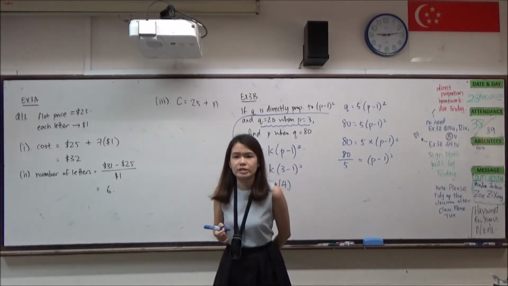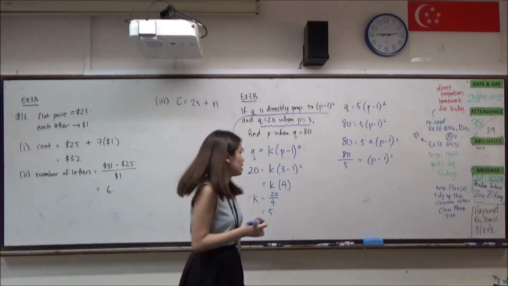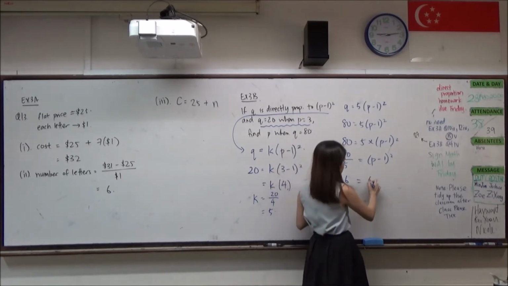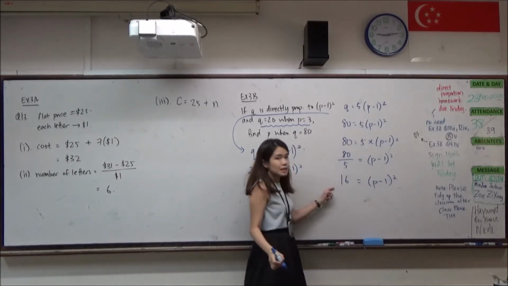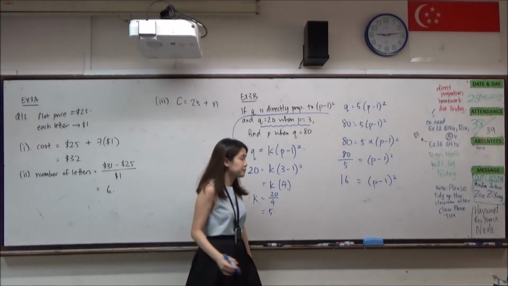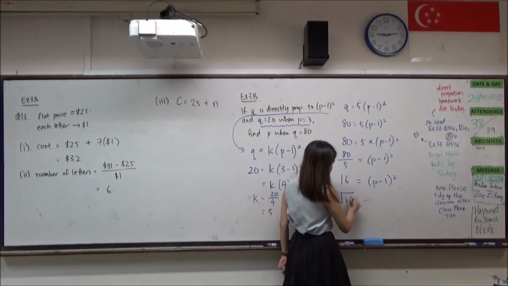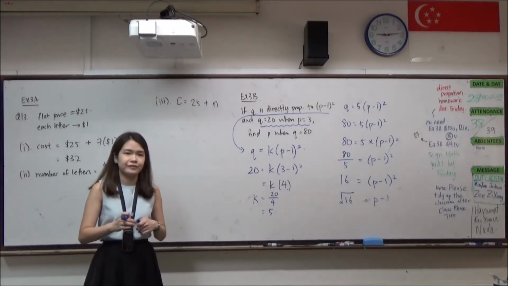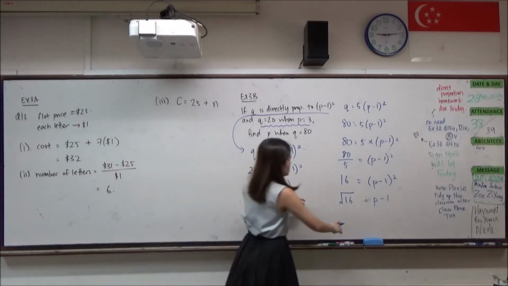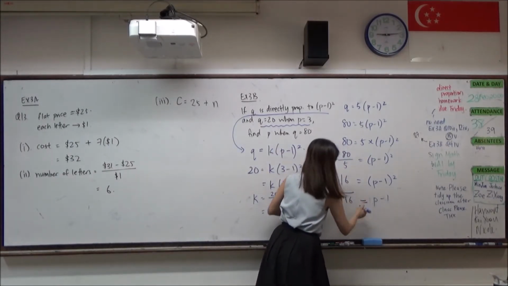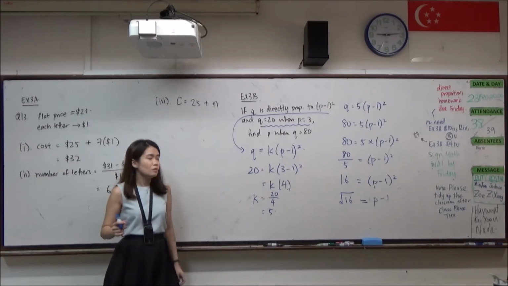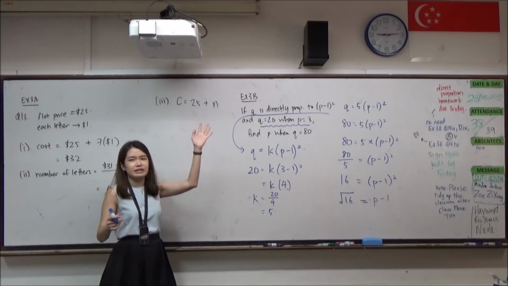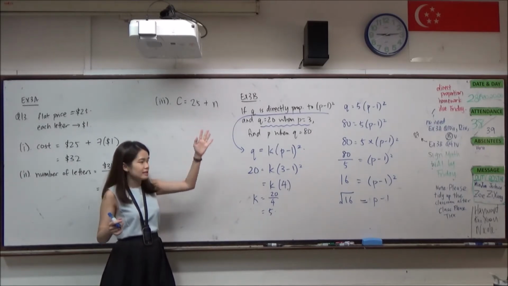Yes, Brian, what was your question? Okay, so 80 divided by 5 will then be 16, equals P minus 1 squared. Then at this stage, I can take square root. So when I take square root, is this the only case that we have? Square root of 16 is equal to P minus 1. Is this true? Who agrees that this is true? Half agrees that this is true? Who thinks that this is entirely wrong?